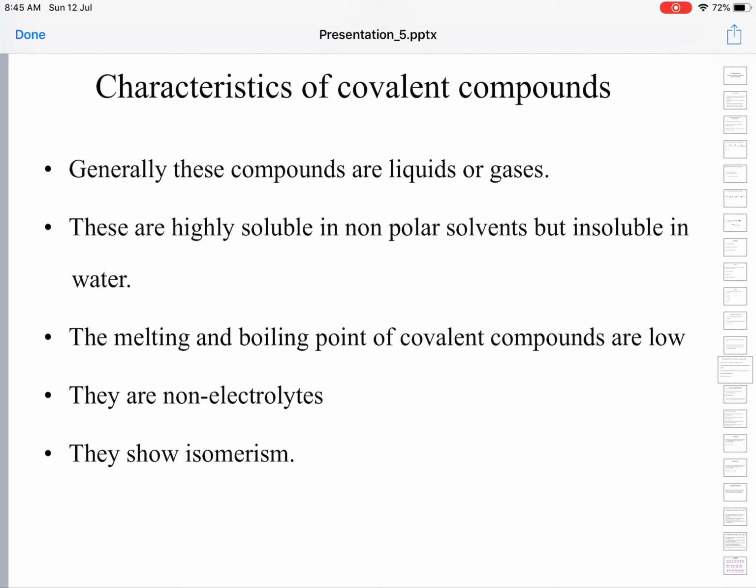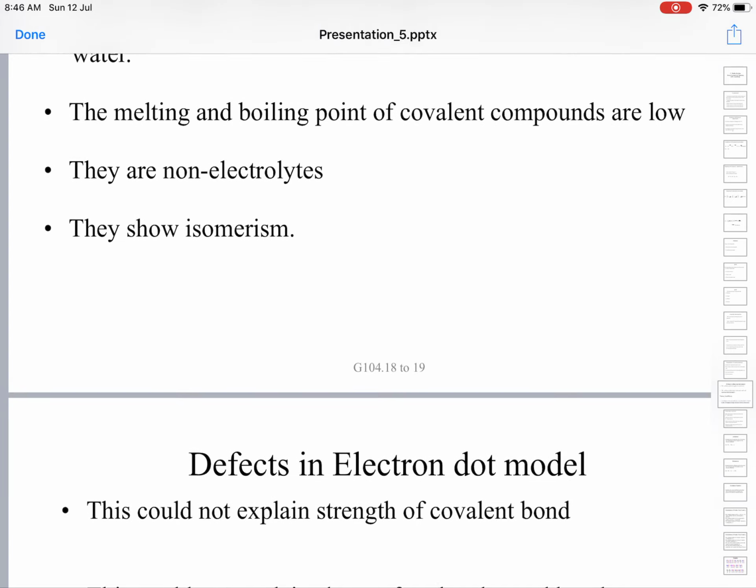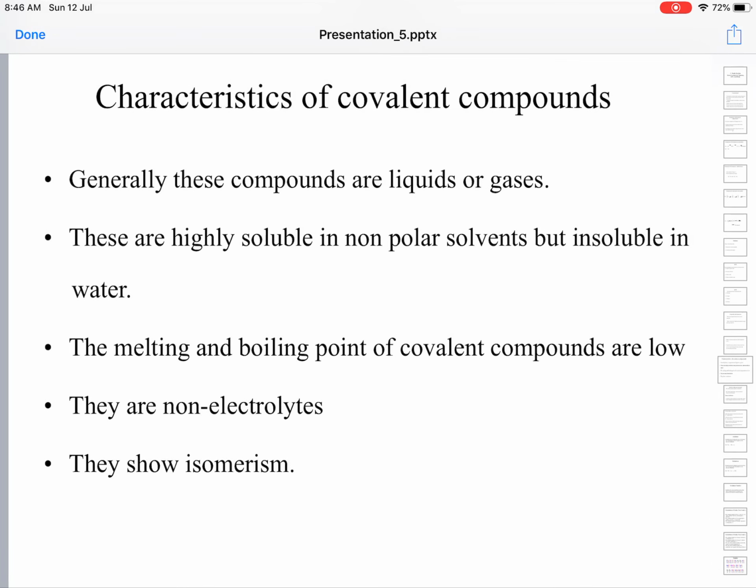As short notes, the most commonly asked question is to differentiate between ionic and covalent compounds. One of the pet questions of the examiners from this chapter. The melting and boiling points of covalent compounds are low. They are non-electrolytes. Non-electrolyte means they are non-conductors, either in a fused state or otherwise, they are bad conductors.